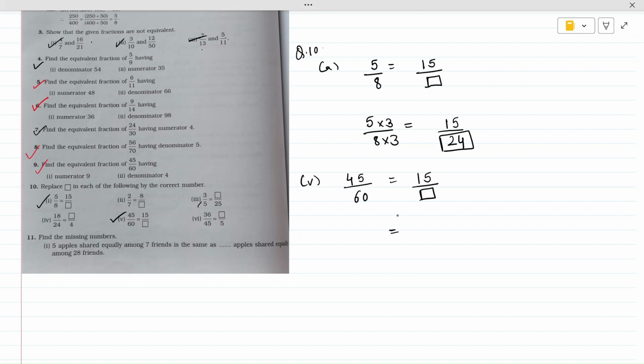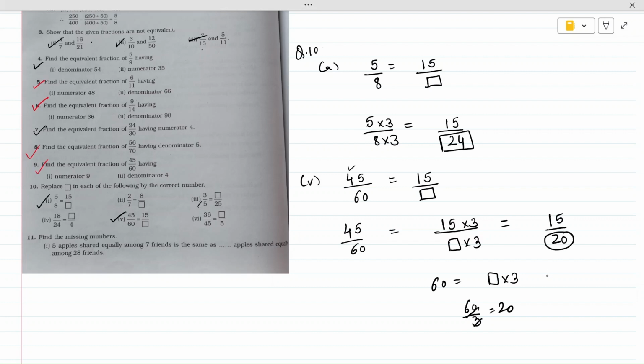So here you see kids, if I multiply 15 with 3, I will get 45, right? And to get 60, what we have to do? I will multiply the denominator with 3, right? So again, what is that number which when multiplied with 3 will give me 60? Divide 60 by 3. So that number will be 20. So that means the fraction which we want is 15 by 20 and the number in the box is 20 here. I'm writing 20. Rest questions, same thing you have to follow.